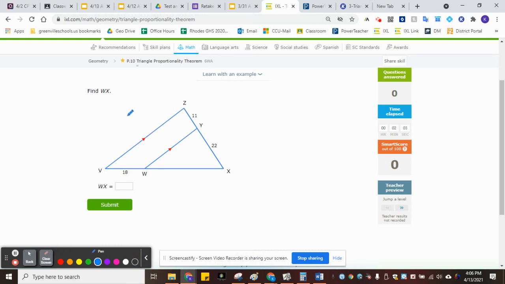So P10 IXL, triangle proportion theorem, is just saying if parallel lines are cutting through a triangle, then certain sides are going to be proportional. So you can solve for the side we're looking for. So XY is going to be proportional to XW over YZ and WV.